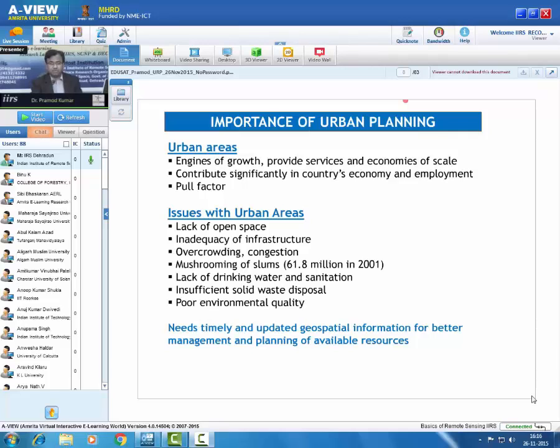The lack of services, drinking water, sanitation, and so on and so forth. The issues are insufficient solid waste disposal and poor environmental quality. So as such, urban areas require timely and updated geospatial information for proper planning, for better management and planning of available resources.